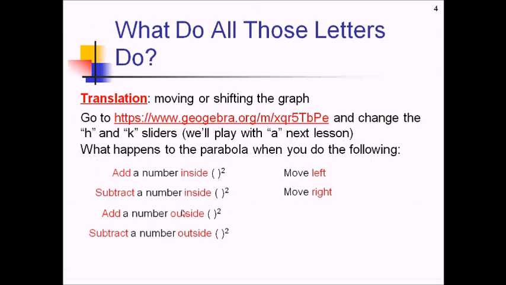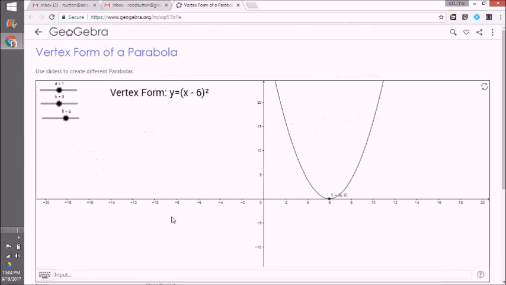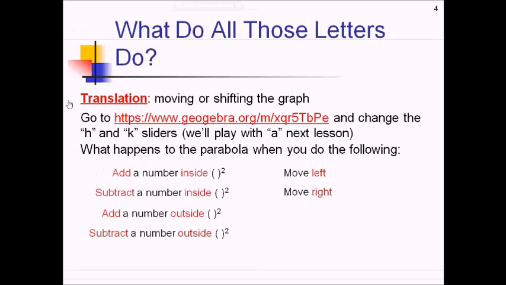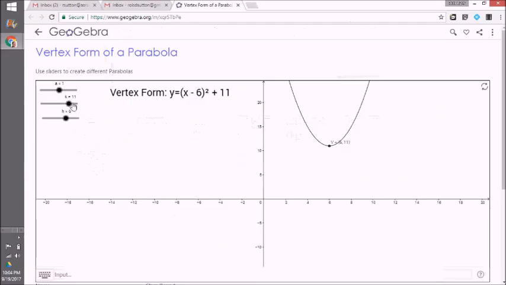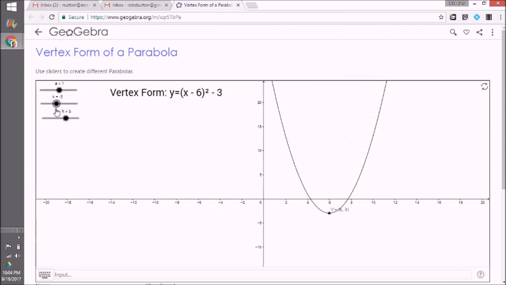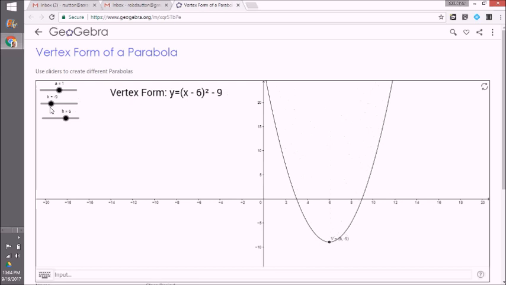Now let's see what happens when we do stuff outside the squared parentheses. So that would be the k value. If we add a number outside, now we're shifting the parabola up. And if we subtract a number outside, want to take a wild guess what that's going to do? You got it. Subtracting, subtracting, now we're subtracting. Now we're shifting our parabola down.